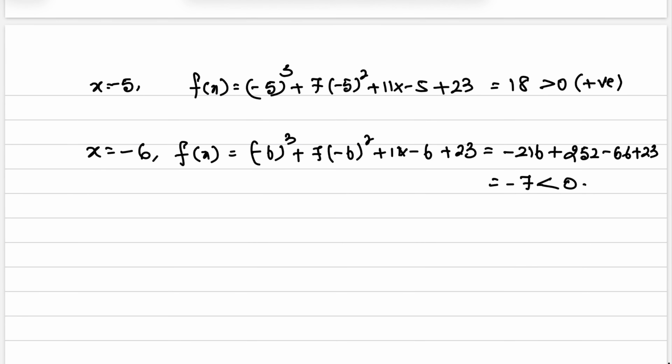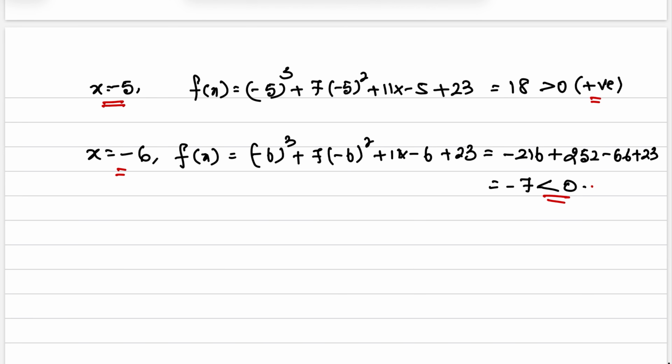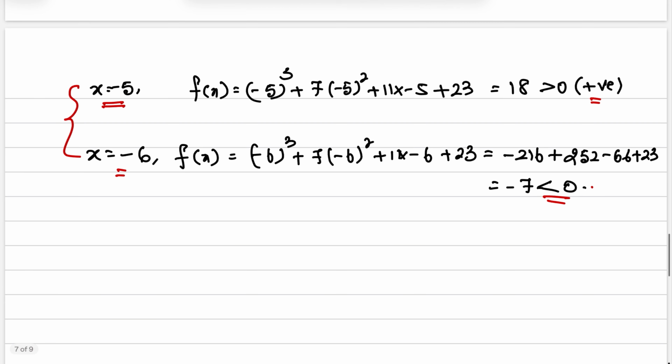That means at minus 5 it is positive, at minus 6 it is negative. That means the value of x lies between minus 5 and minus 6 when x is less than 0. Therefore, minus 6 is less than x less than minus 5. This is the solution.